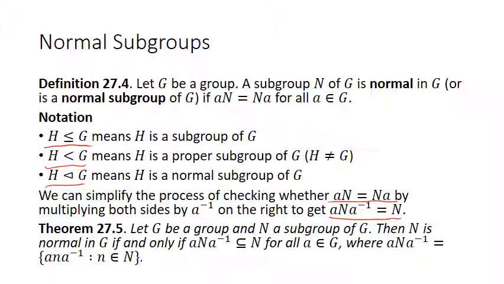Then N is normal in G if and only if AN A inverse is a subset of N for all A in G, where they just define this notation here, AN A inverse, that equals exactly what it looks like it equals. It's just a little n A inverse for all of the little n's in big N. So we're going to go ahead and prove this on the next slide.